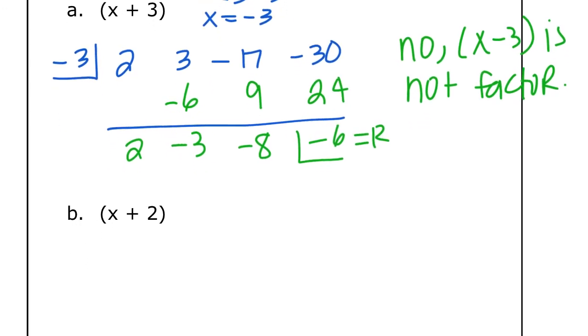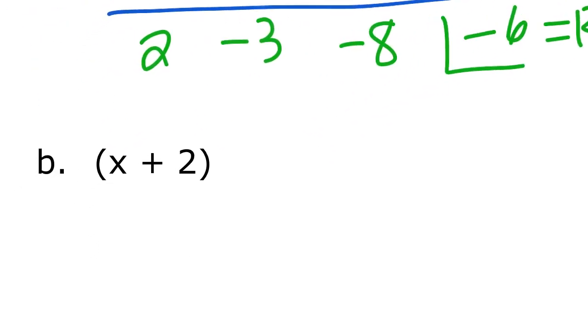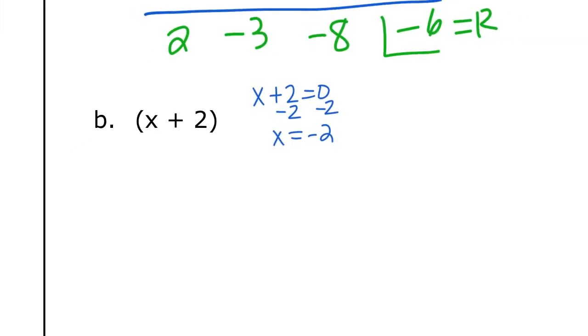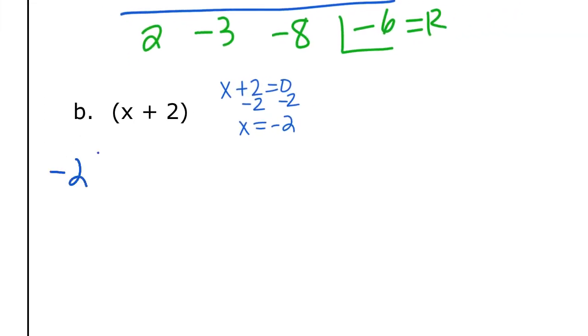Okay, so what about x plus 2? Same as before, I need it to be x equals. So we're going to move that 2 to the other side, and that gives me x equals negative 2. So in our box, we're going to put negative 2 up here.